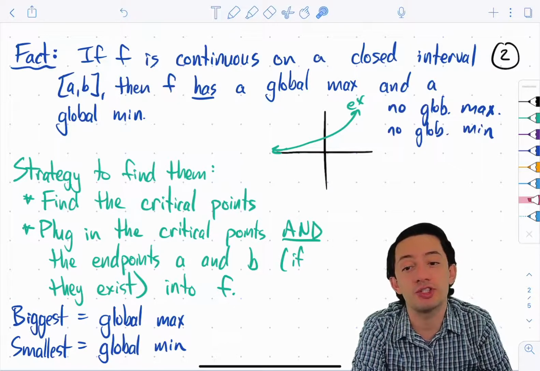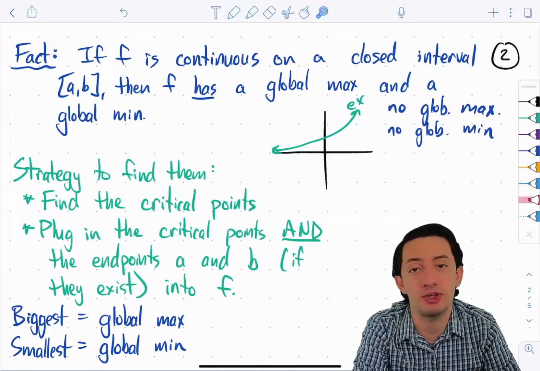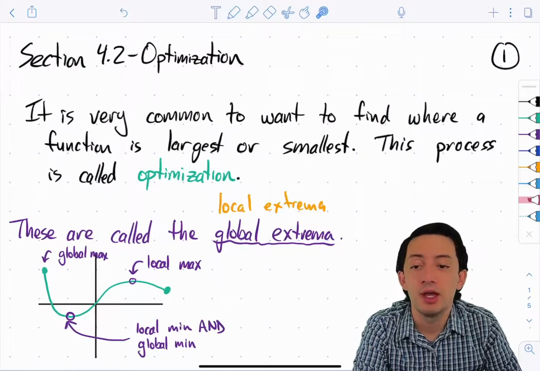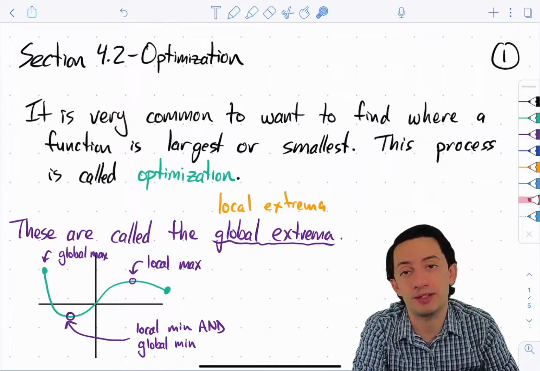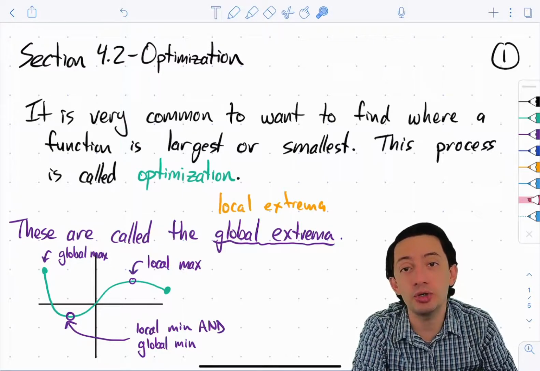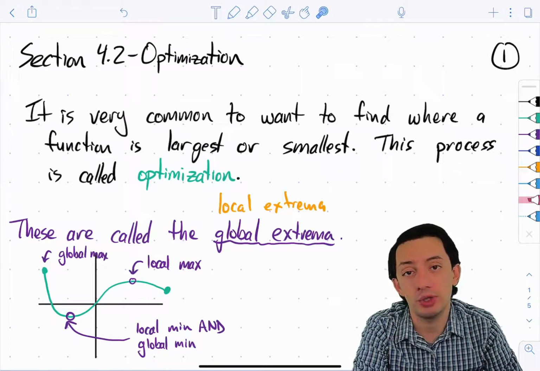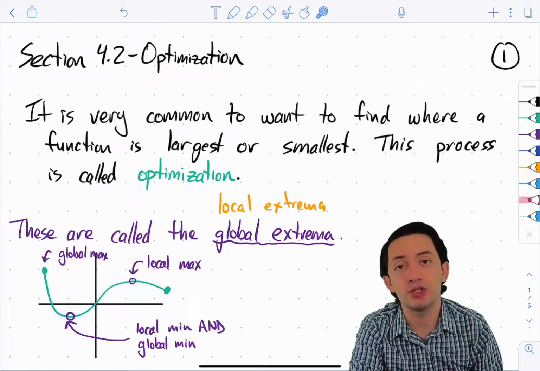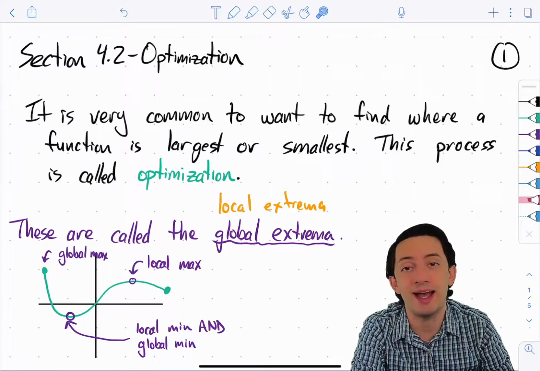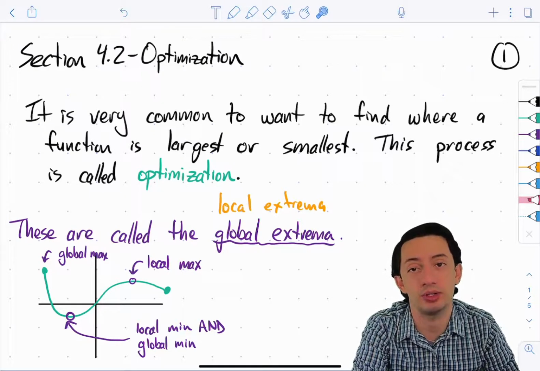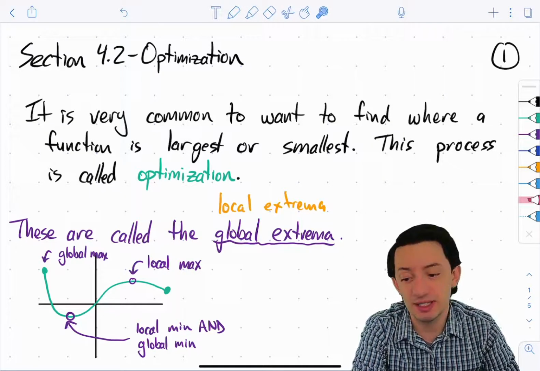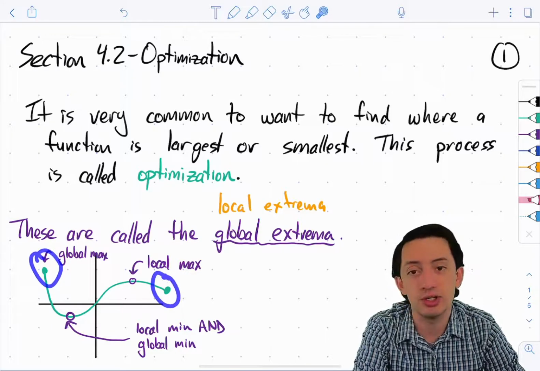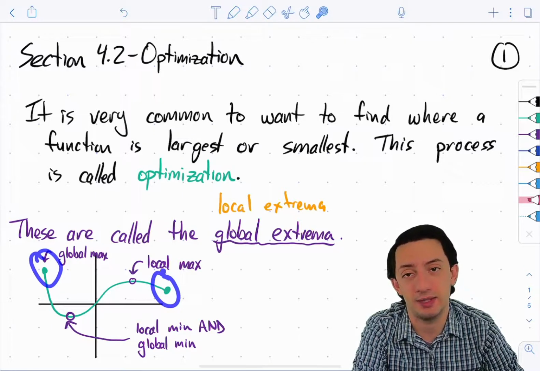Now here's the strategy to find them. What we saw from the picture on the last slide, let me just go back for a minute. Where are you going to find the global max and the global min? Well, they could be overlapping with a local max and local min. For example, the global minimum is this local minimum. So each of the local extrema has the possibility of also being a global extrema. Where you have a big difference is that the endpoints, if they exist, we don't consider those local maxes and mins, but they have the opportunity to be global maxes and mins.